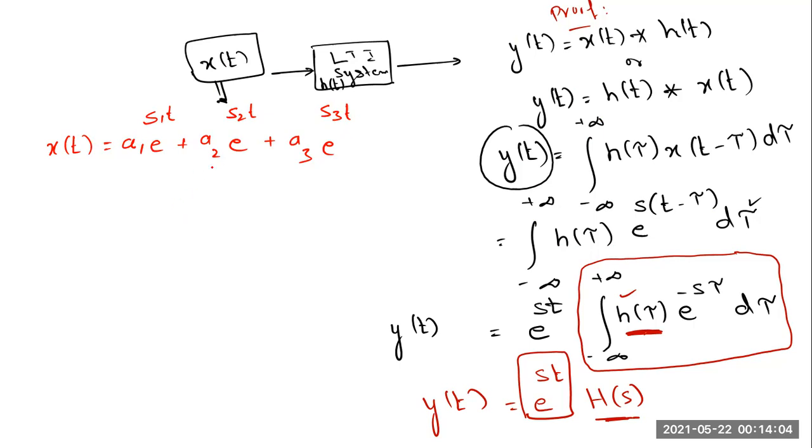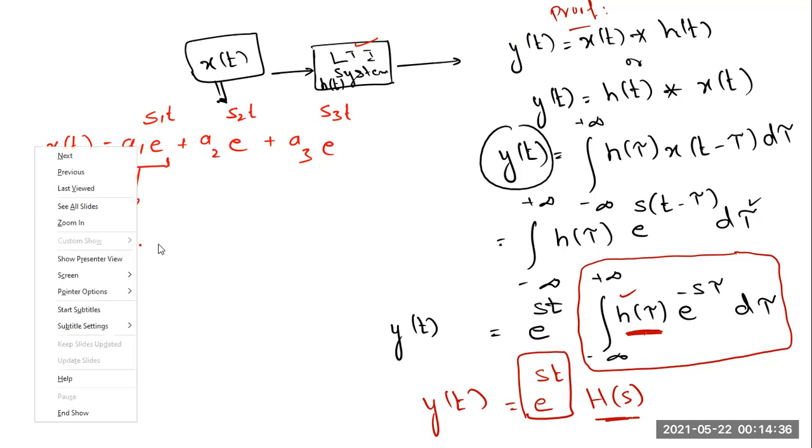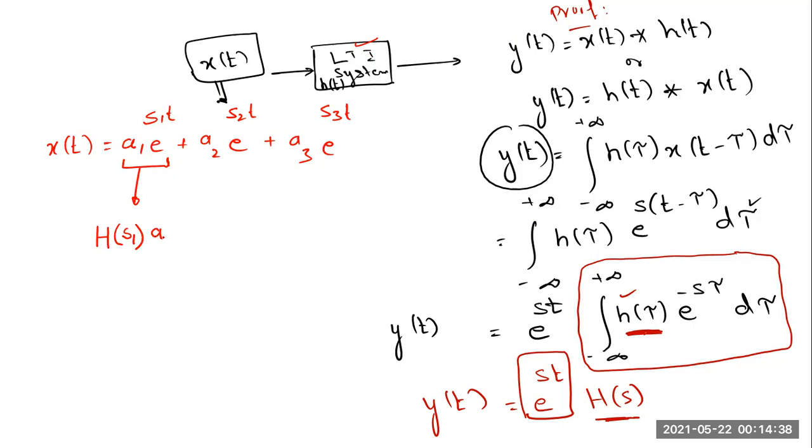Now, if we look at each component individually, if only this component is applied as input to the LTI system, we know what the output will be. The output of the system will be the same signal multiplied with the eigenvalue. So for this particular component, the output of the system will be H of s1 into a1 e to power s1t.